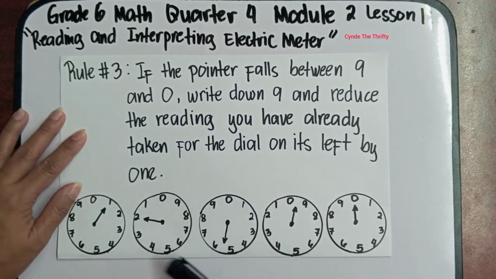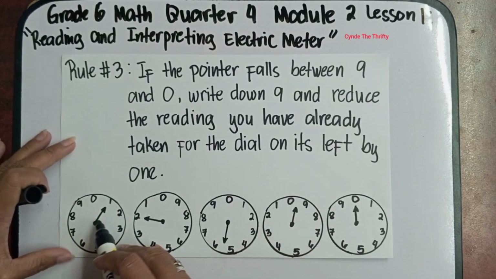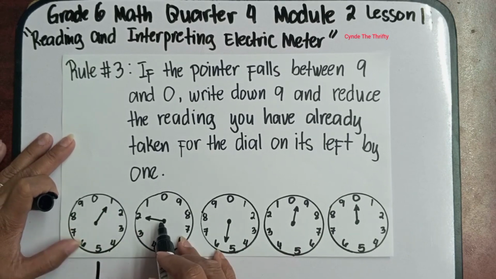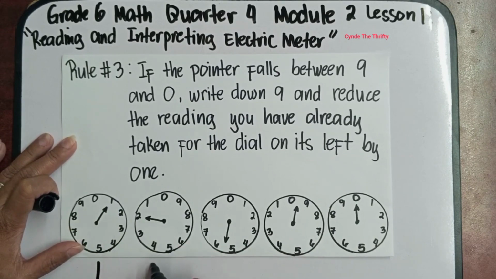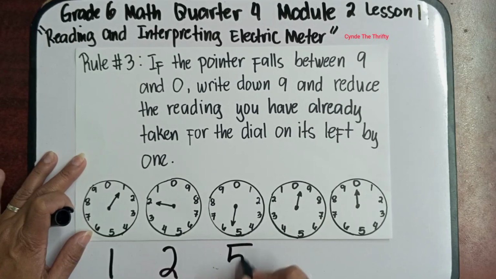So, for example, itong first dial natin, saan nakatutok ang ating first dial? Sa 1. So, isusulat natin dito 1. Dito sa pangalawa, nasa 2. Sa pangatlo is between 5 and 6. According to our rule number 2, ang isulat natin is ang maliit na number. Ang maliit na number natin is, si 5 ang isulat natin dito.